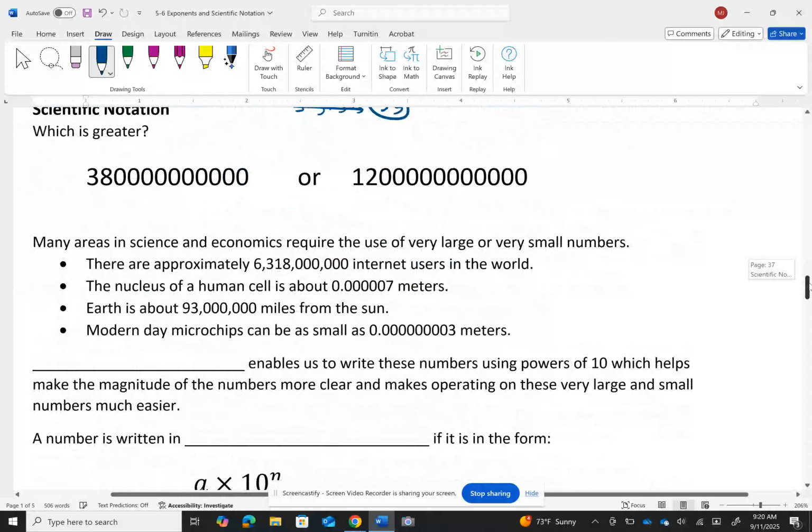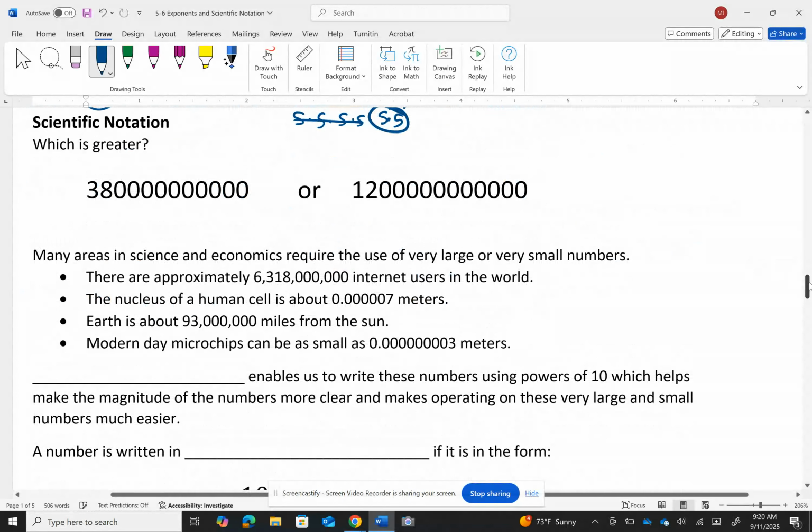This video is going to cover scientific notation, just kind of the intro, and then changing back and forth between regular decimal form and scientific notation. Okay? So scientific notation is used when numbers are really, really big or really, really small.